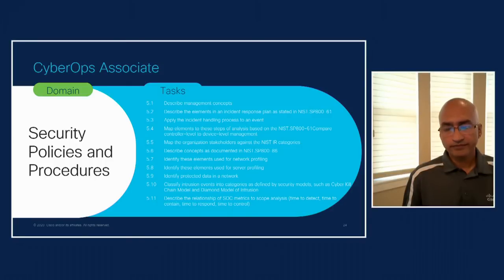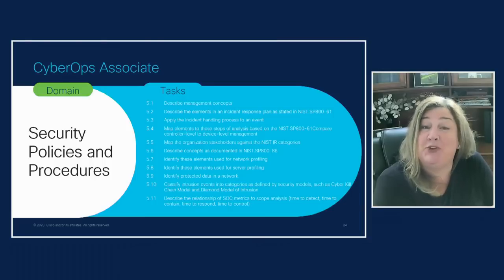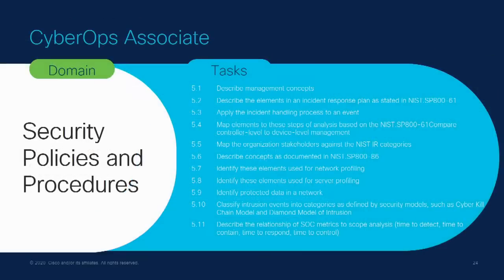Oh, sure. So this is domain 5. This is the last domain in the blueprint. It's about security policies and procedures. The key in this domain is really the incident response plan and incident handling. At the beginning, we talk about management concepts in the first task. That's asset management, mobile device management, patch management, vulnerability management, really understanding the function of those.